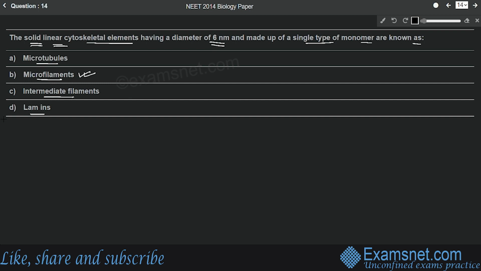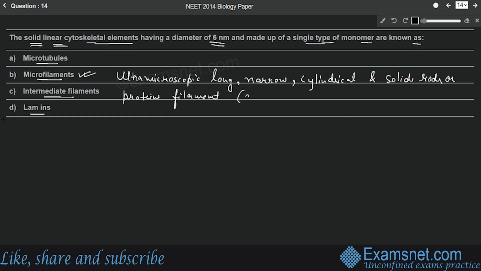So what are microfilaments? These are the ultra microscopic, long, narrow, cylindrical and solid rods, or protein filaments, mainly actin filament, with approximately 6 to 8 nanometer diameter. Therefore option number B is the correct answer.